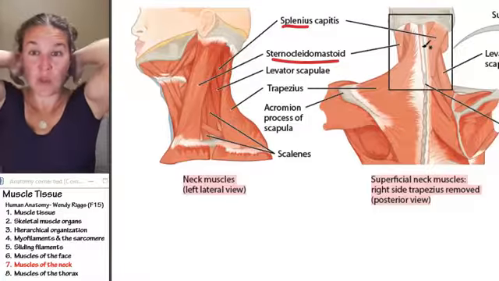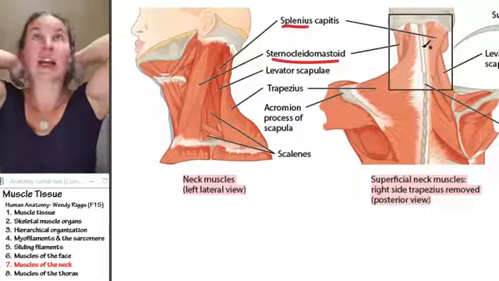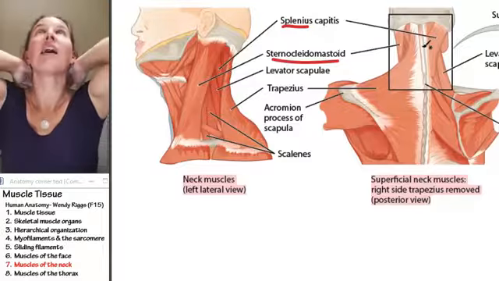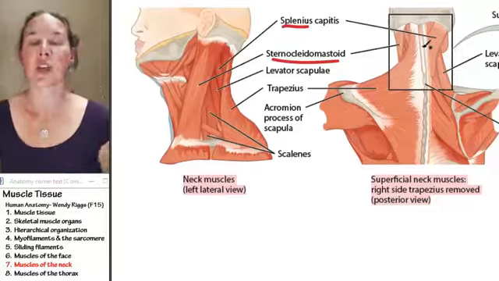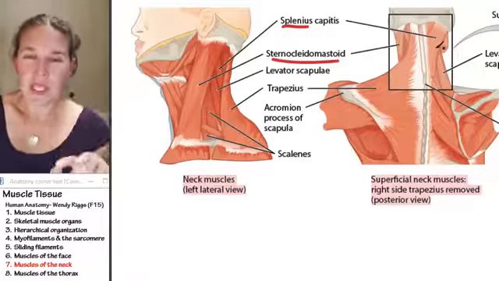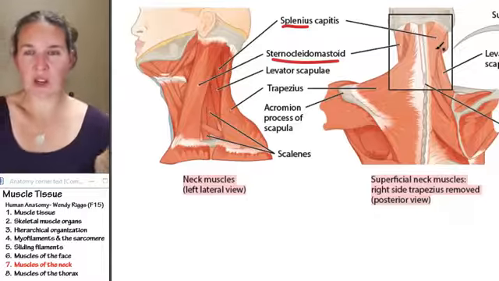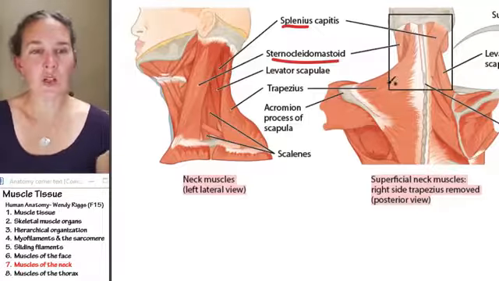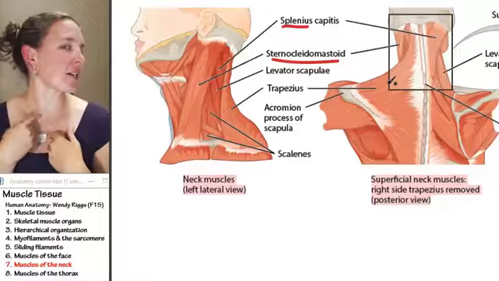For example, if both splenii contract at the same time, do you agree that you're going to end up moving your head looking upward? Splenius you can see from the posterior aspect of the neck. Sternocleidomastoid, that's this guy right here.